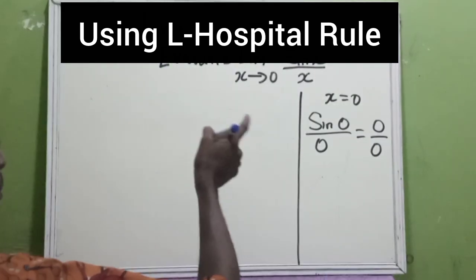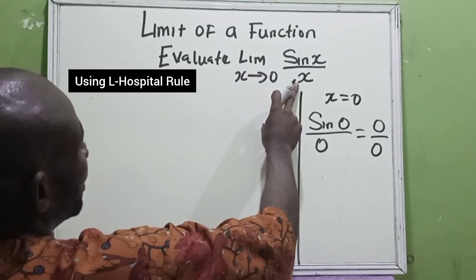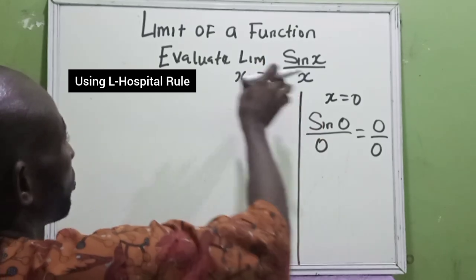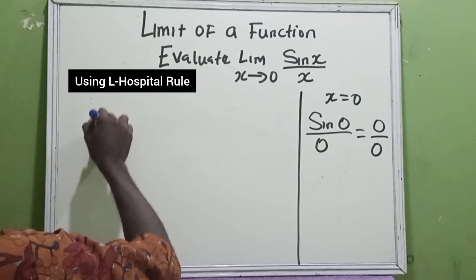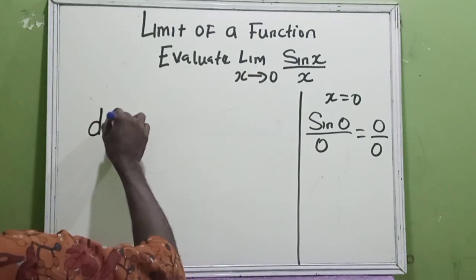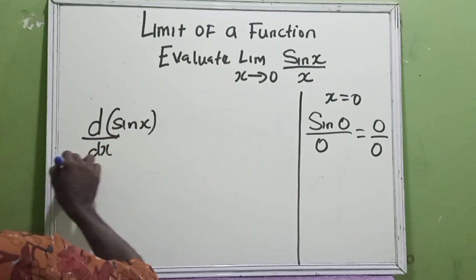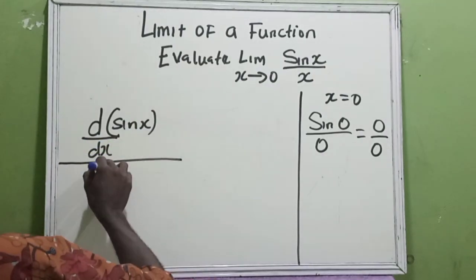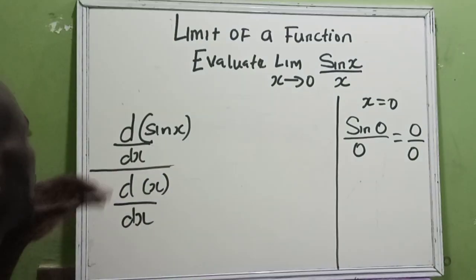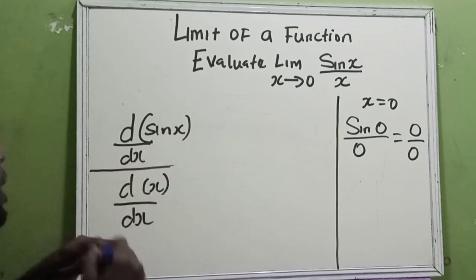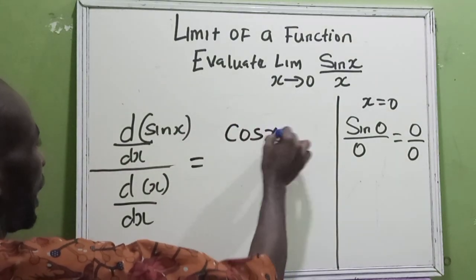L'Hospital's rule says that we should differentiate the numerator and differentiate the denominator, then substitute the value of x into your answer. So in using L'Hospital, we are going to find the derivative of sine x with respect to x over the derivative of x with respect to x. Now, what is the derivative of sine x? The derivative of sine x is cos x.